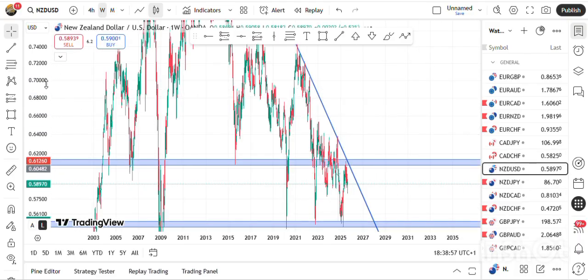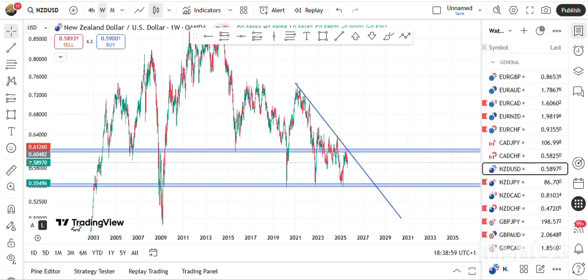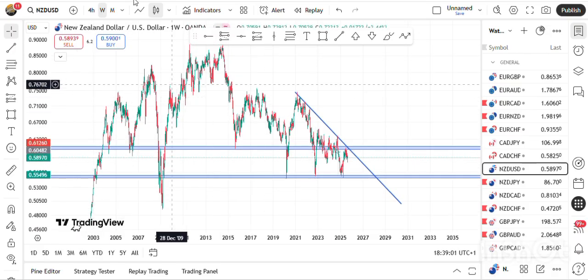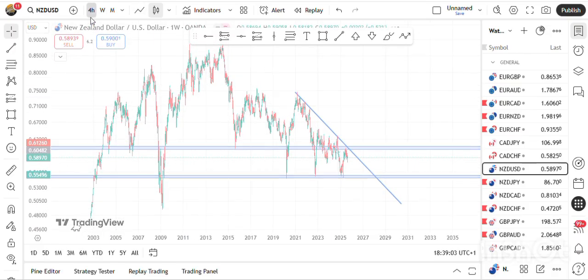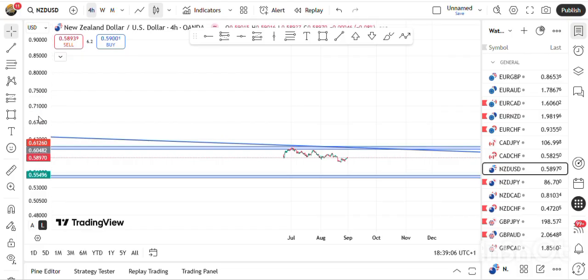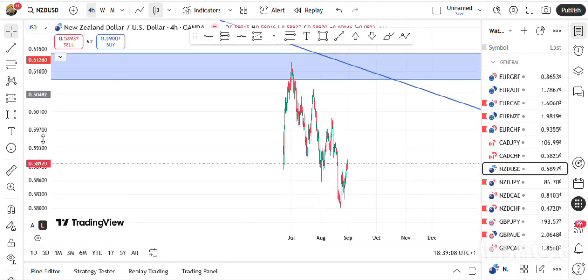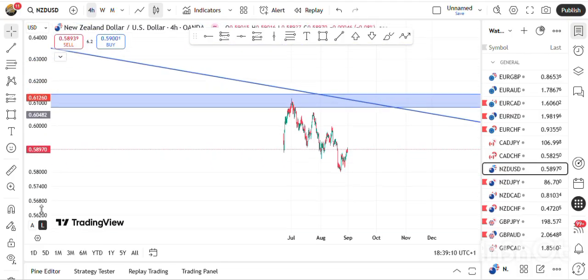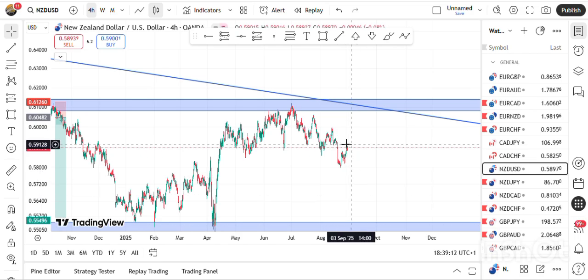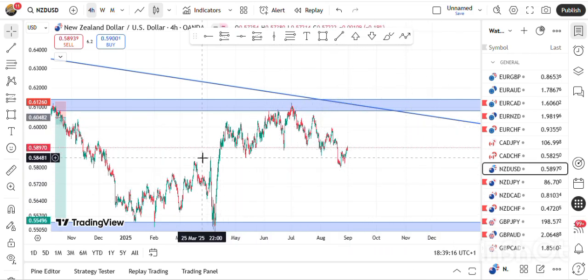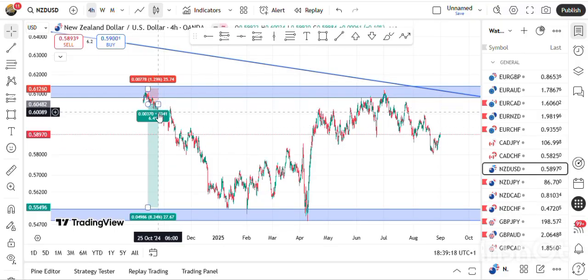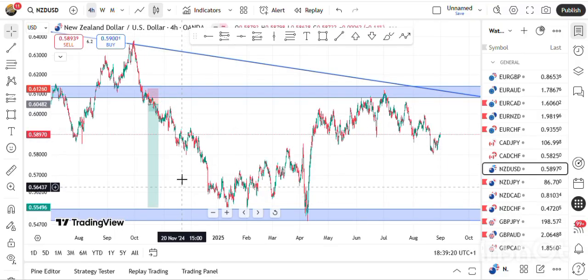NZD-USD, do we have a trade on NZD-USD? It looks like it has already moved. Let's look at the 4-hour time frame. Okay, so we don't have any business with this one right now. It has already moved. Like I said, I don't like taking trades inside here. But if you want to, that's okay. Look at this beautiful trade. It's very beautiful. If you want to, that's fine.